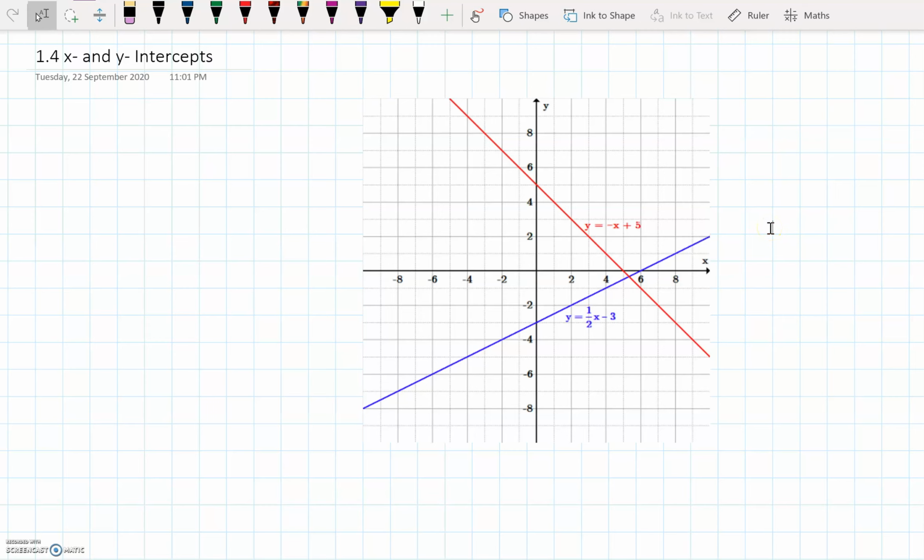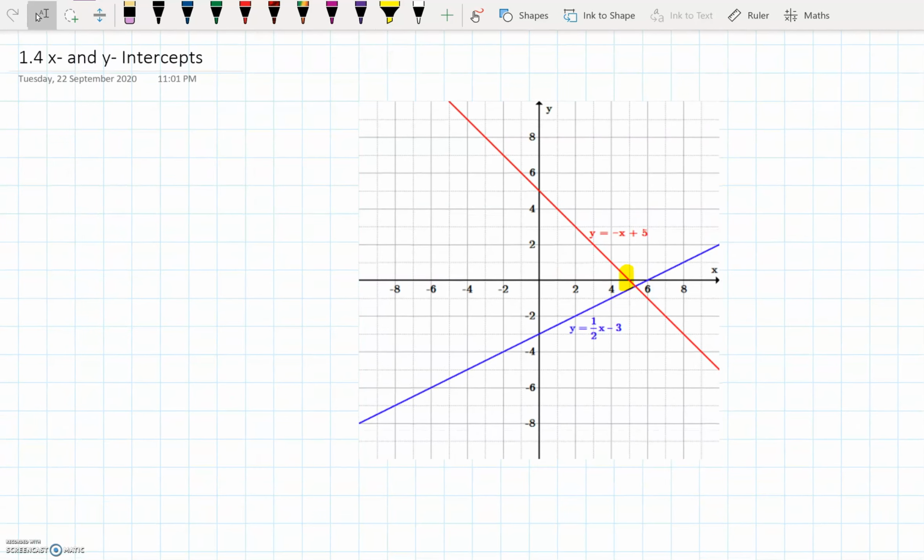Okay, so let's take a look at the red line. We know that our x-intercept is this point here on the red line where it crosses the x-axis, and our y-intercept is this point here where it crosses the y-axis. Now, we already know how to find the y-intercept just by looking at the formula, but what are we actually doing in this case?